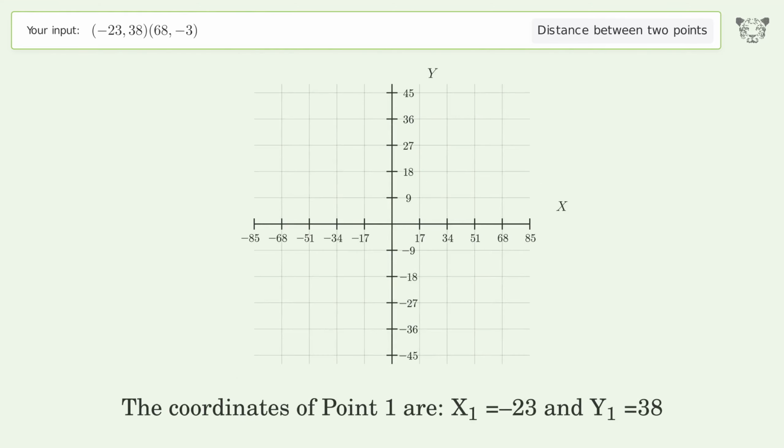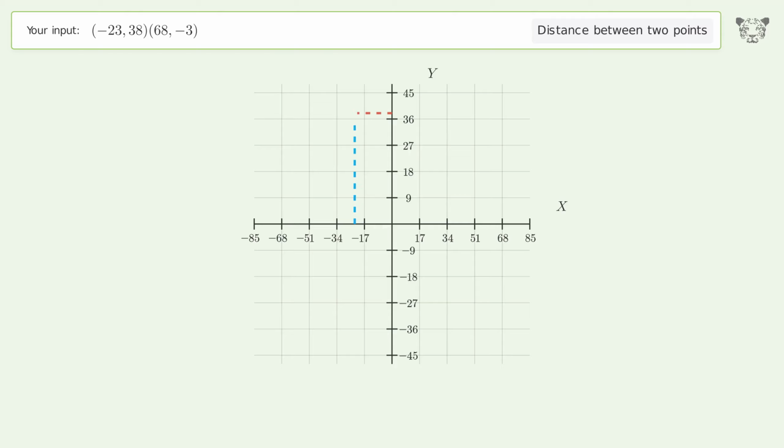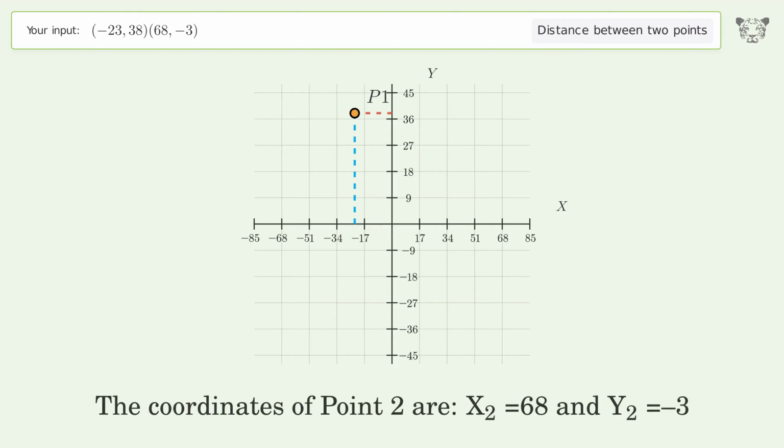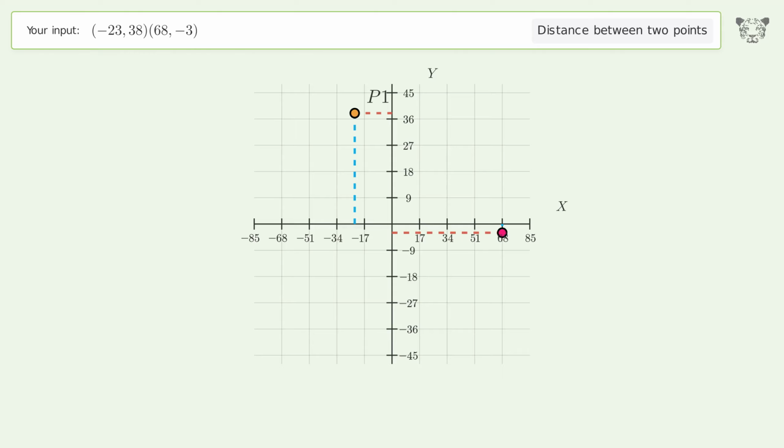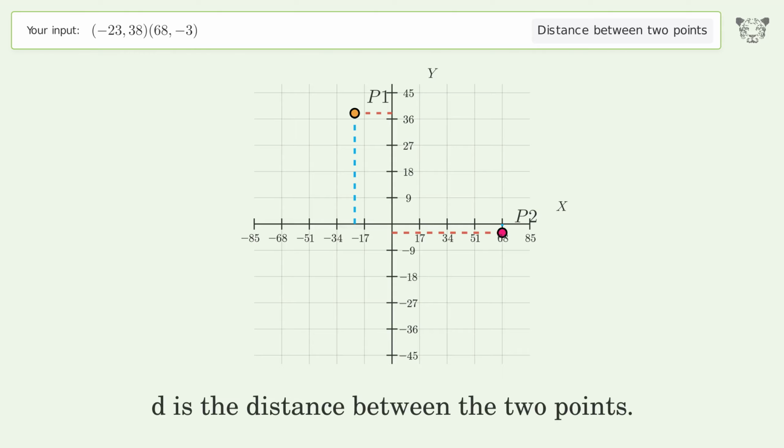The coordinates of point 1 are, x1 equals -23 and y1 equals 38. The coordinates of point 2 are, x2 equals 68 and y2 equals -3. D is the distance between the 2 points.